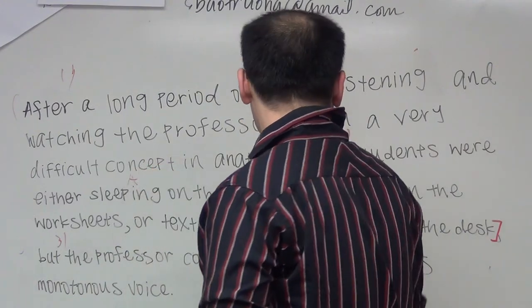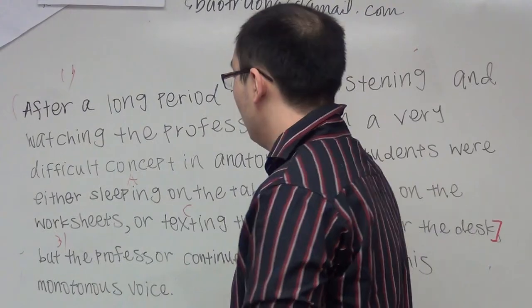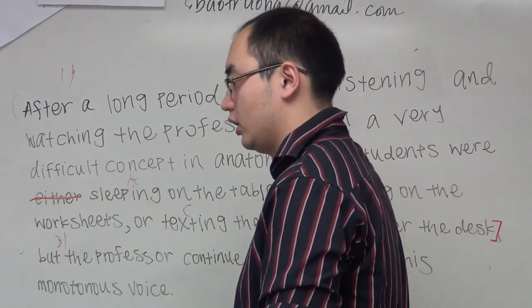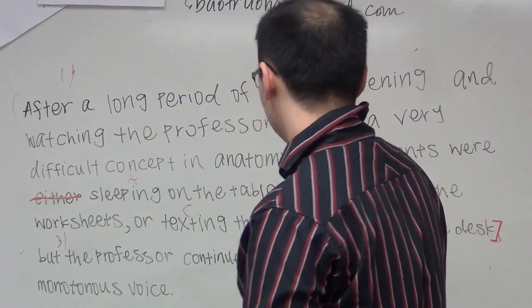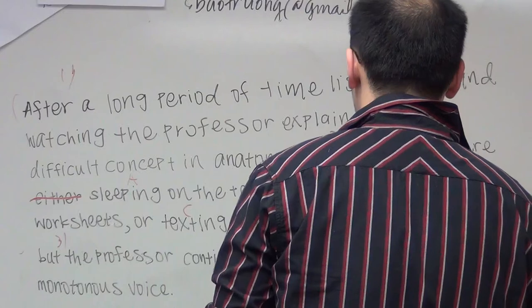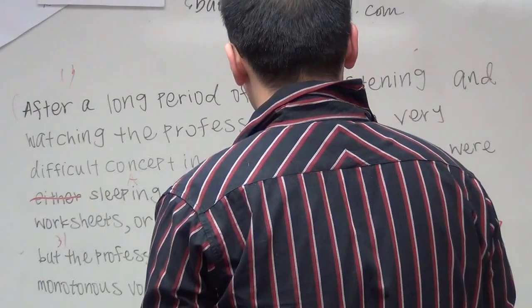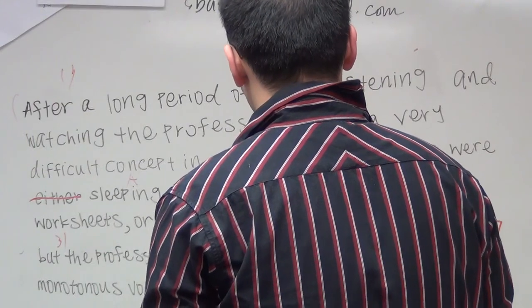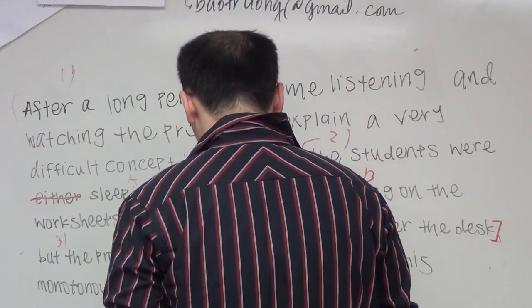The only thing that needs to be corrected was that we have the ABC structure, right? A, sleeping, B, doodling, and C, texting, right? We can't have either, because either only describes two actions. The students were either sleeping or texting their friends, that's either, right? And the way to fix it is just take it off. Sleeping on the desk, doodling, or texting their friends on the desk. But the professor continued to drone on in his monotonous voice.